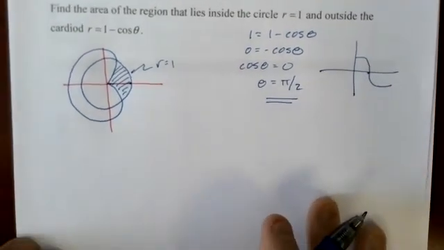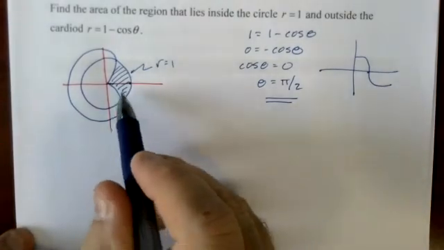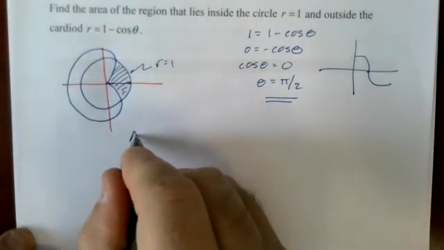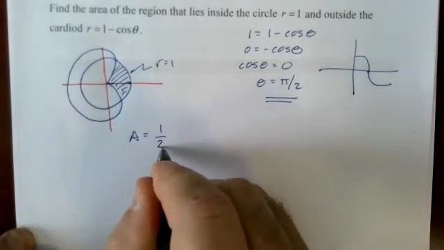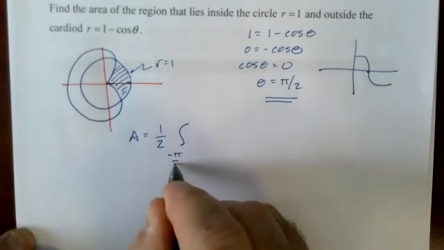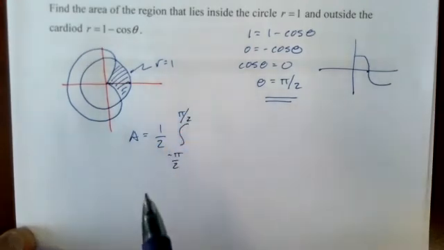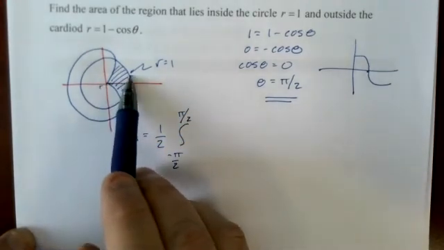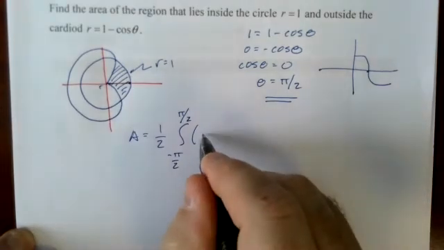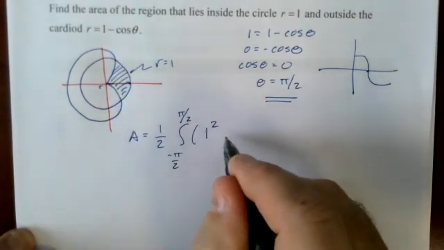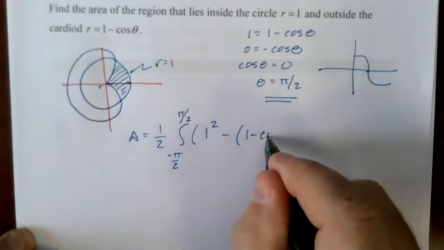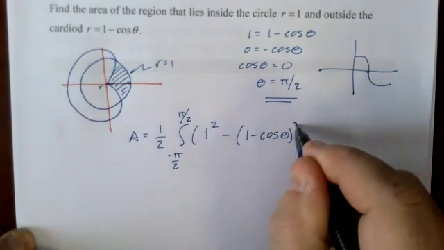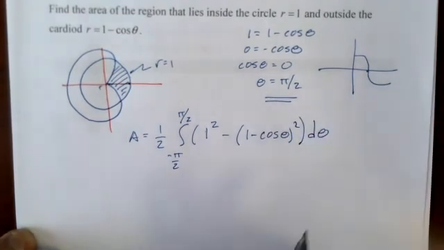So I could go negative pi over 2. I will do that. Why not? Area equals, put the 1/2 out front, negative pi over 2, pi over 2. Which one is further away? R equals 1, so that goes first. All right. 1 squared minus 1 minus cosine of theta squared d theta.